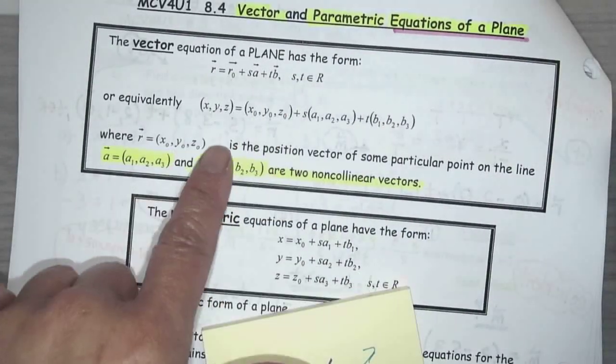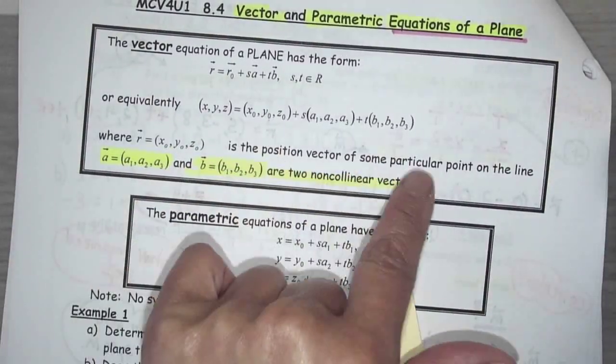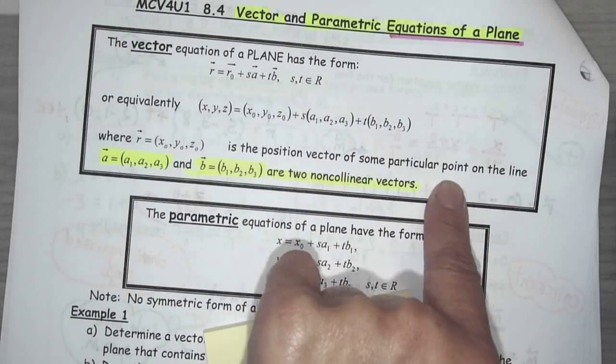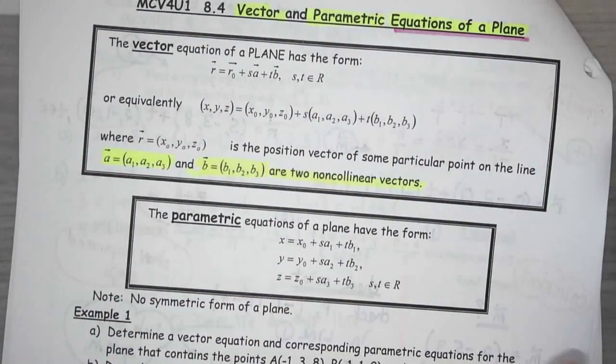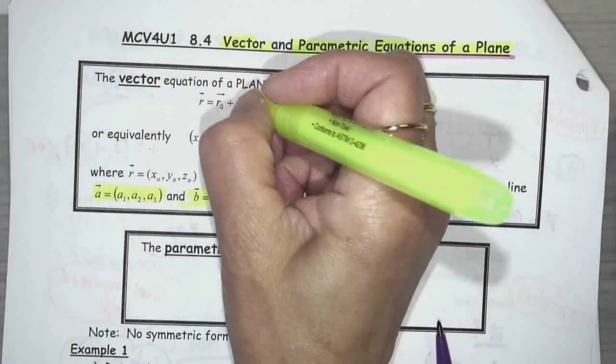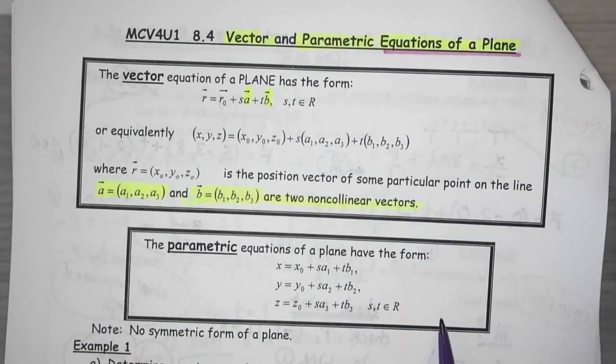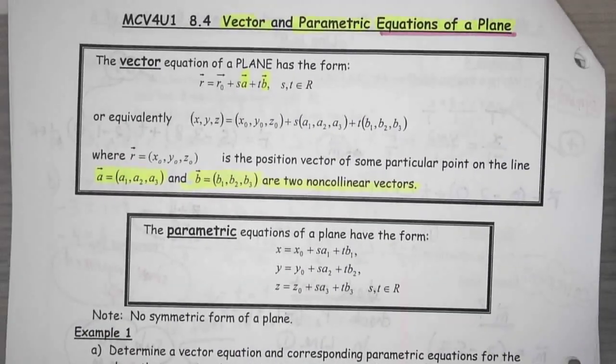R naught is still a point. So R represents the position vector of some particular point. So it's the vector form of any point. All right. Then, does that make sense? The only thing kind of changing here is that we need two position vectors, or two direction vectors. Here, parametric, that's vector.